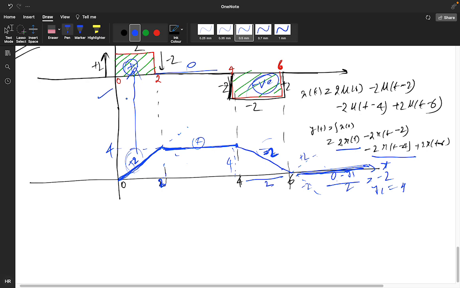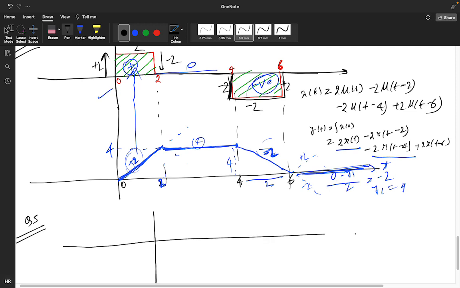Understood this one, Prasanna? Prasanna, understood or not? Priyanka, you understood? Yes, sir. Yeah. So, see.